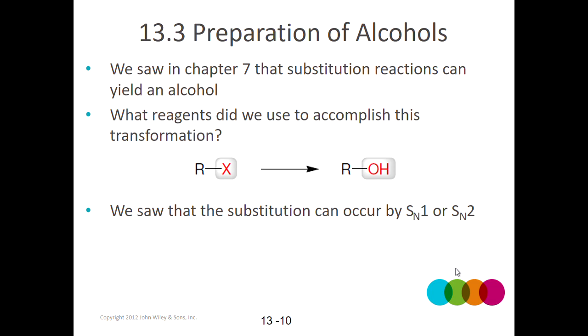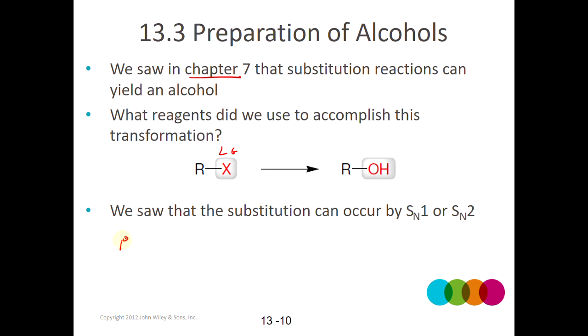So the next thing we're going to talk about is how to make an alcohol. If your goal is to produce an alcohol, a molecule with an OH functional group on a carbon, there are a couple of ways we can do that. We learned some last semester. We talked about some substitution reactions. So if I have X as a leaving group, it could be a chloride or a bromide or some other great leaving group. There are two ways I can convert that into an alcohol.